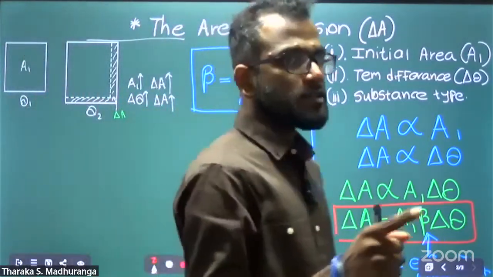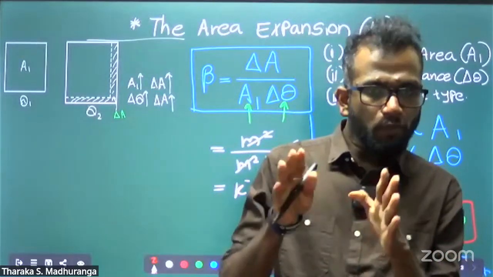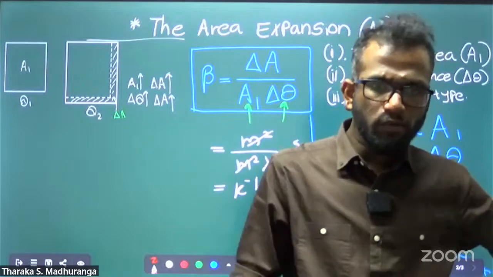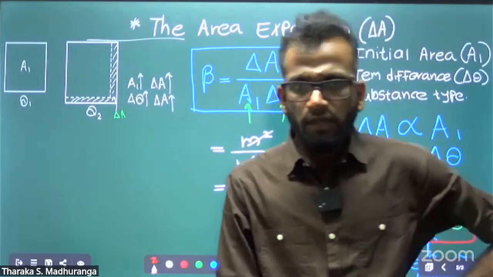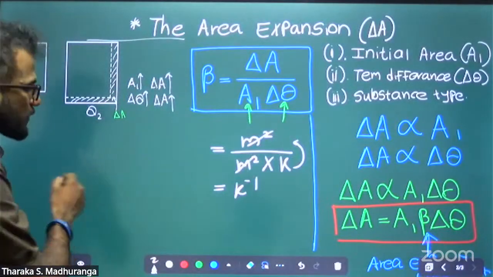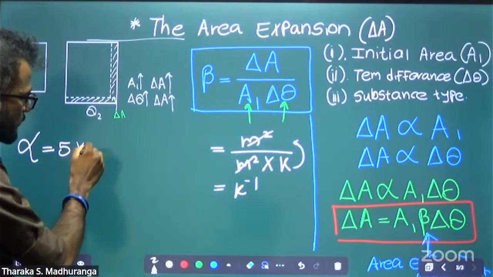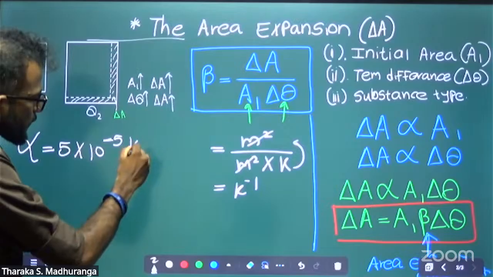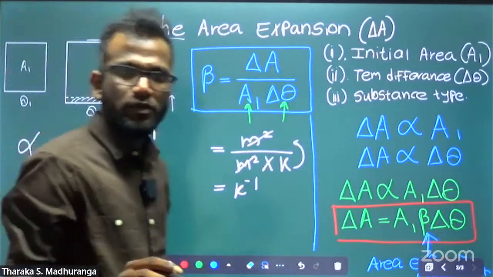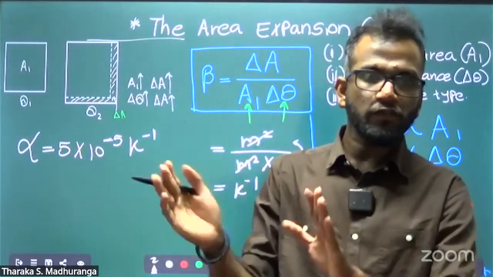there is another very important point we have to discuss. Always think we have an aluminium rod. Think of its linear expansion coefficient. The alpha value is 5 into 10 to the power minus 5 per Kelvin. That is the alpha of aluminium, the linear expansion coefficient of aluminium.